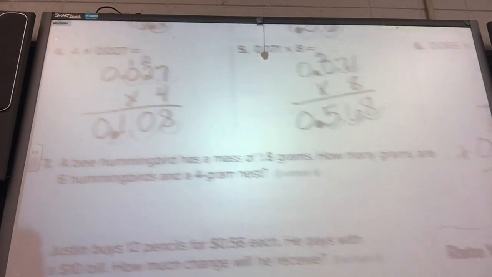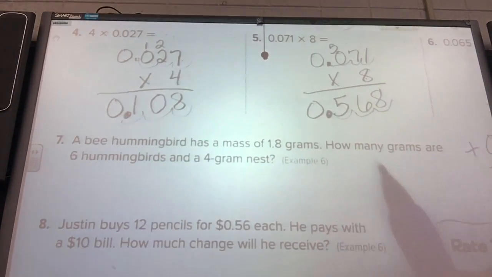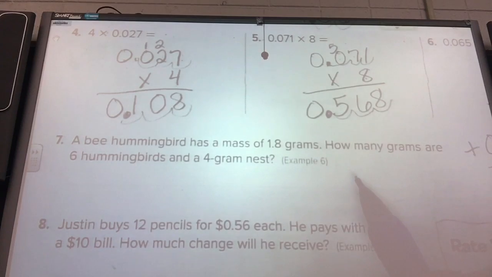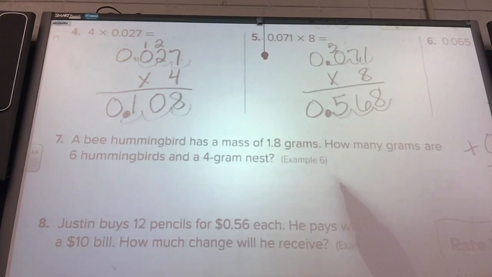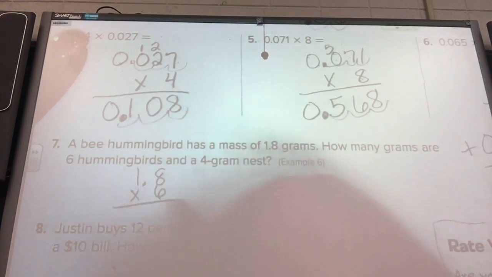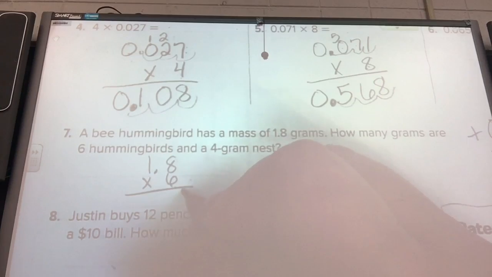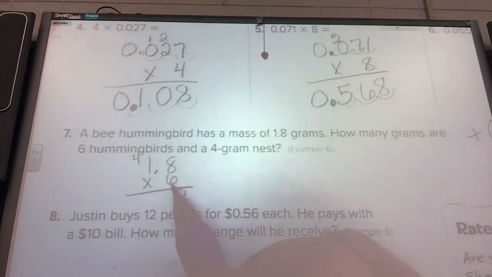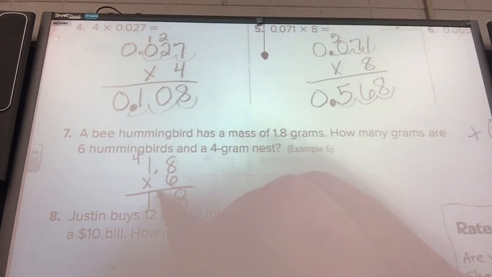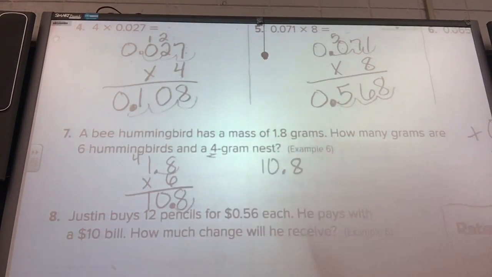All right, couple more here. A bee hummingbird has a mass of 1.8 grams. How many grams are in 6 hummingbirds and a 4-gram nest? So first, let's take the 1.8 times 6 so we can find out how much these hummingbirds weigh. So 6 times 8 is 48. 6 times 1 is 6. Plus 4 is 10. Over 1, over 1. So we have 10.8. Now we got to add 4 because we got a 4-gram nest.